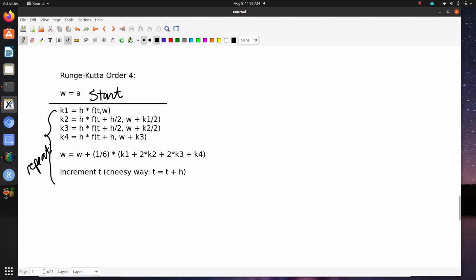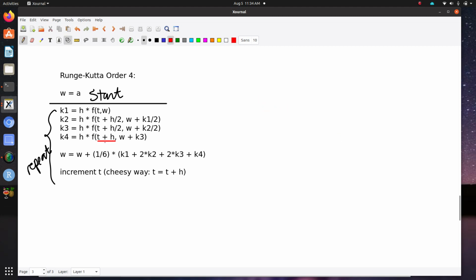Okay, so after you're done with updating W, you have to, of course, update T. And again, as long as your error doesn't accumulate too badly, and in these exercises it won't, then you can go ahead and use this cheesy increment method to just say T equals T plus H. I will warn you that in the book and in other places, they're going to write it a little differently. So the way I write this is a simplification. What happens is they usually write, instead of T, they write T sub I. And so then, for example, down here, they will write T I plus 1. And to me, it's like, well, that's just T I plus H.